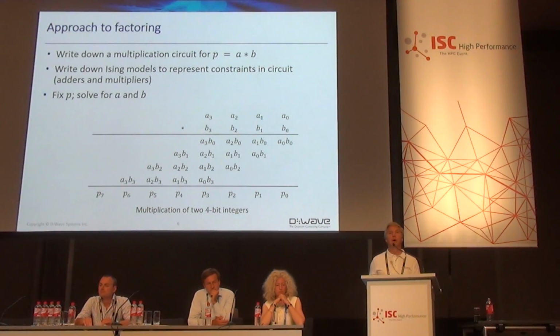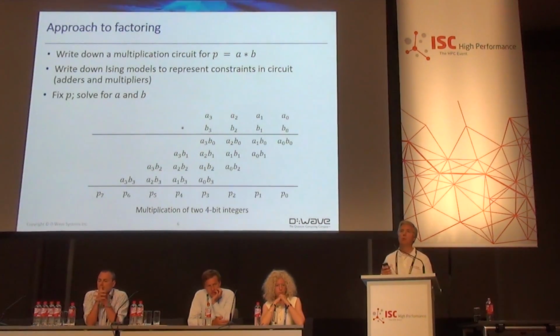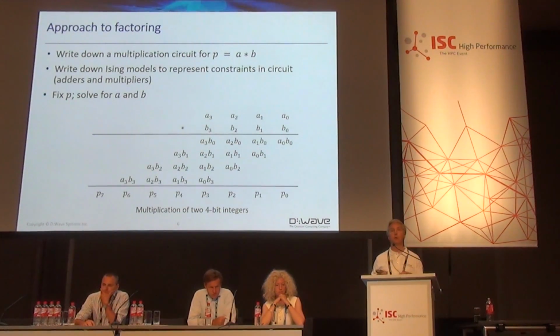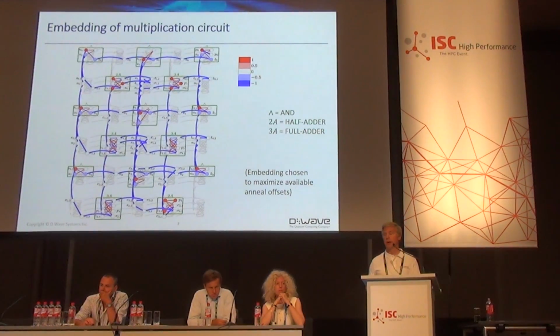So the way you do factoring on our system is actually pretty simple to describe. In this example, we're taking two 4-bit binary integers, we're multiplying them in exactly the same way that you would be taught to multiply by writing out the products of the individual digits and then summing down the columns. So the product of these two 4-bit binary integers gives you an 8-bit number. And then what we do to program this on our system is we effectively take this logic circuit and we embed it into the fabric of qubits on our system. So here's an example of what that looks like.